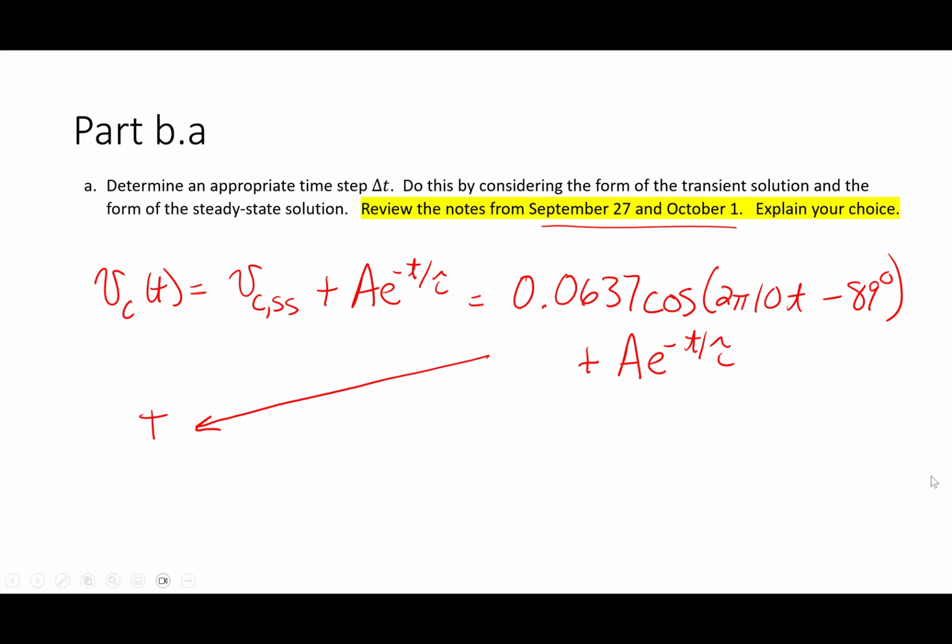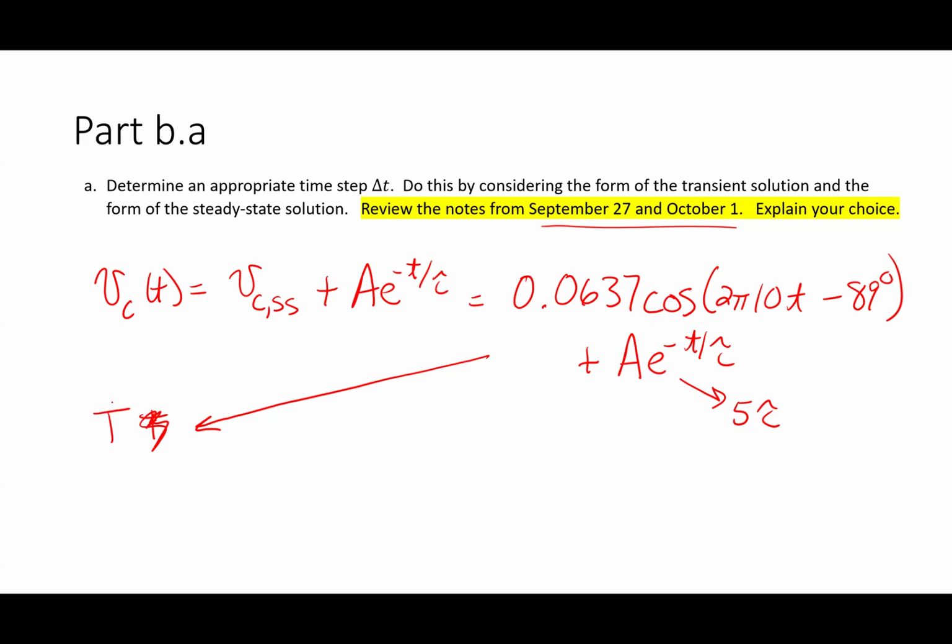All right, so I've got two things that matter. For the steady state part, the period determines what it looks like. About the transient, what determines what the transient looks like? The tau, yeah. So usually we say in 5 tau that finishes up. What I said before is that I usually want to choose my delta t to be much smaller than 5 tau. So there's the 5 tau part, and then there's the period part. Those are the two things.